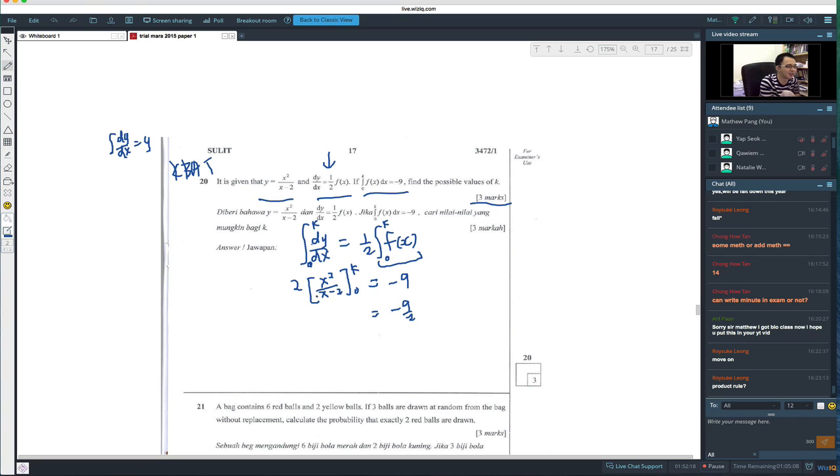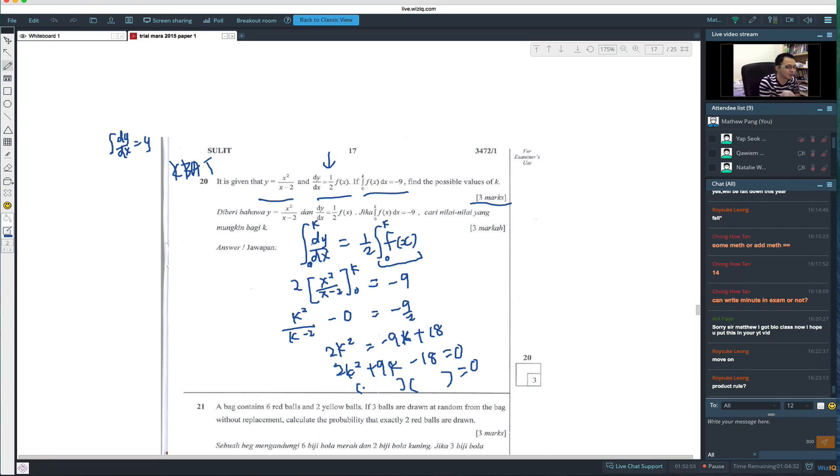Then I substitute k into the x, so it's k squared over k minus 2. I substitute 0 into here, basically I will get 0, so minus 0. So I solve this one: k squared, cross multiply. So 2k squared equals negative 9k plus 18. Basically you solve this equation. So 2k squared plus 9k minus 18 equals 0. Then I factorize it.